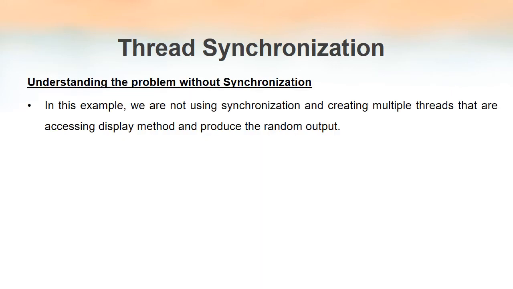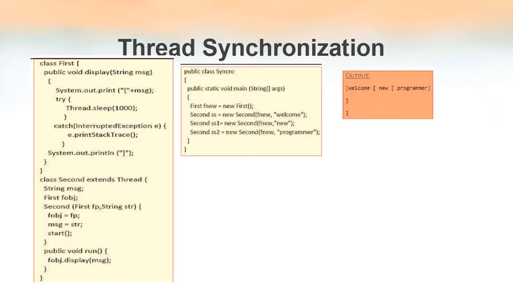In order to understand the need for synchronization, we will see an example in which synchronization is not applied. Then we will see the output of that program, and then we will apply synchronization and see the output. So the need for synchronization will be more clear. In this example, we have created 3 classes.